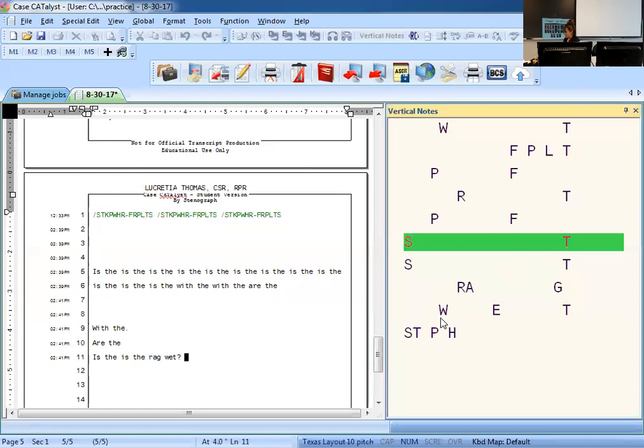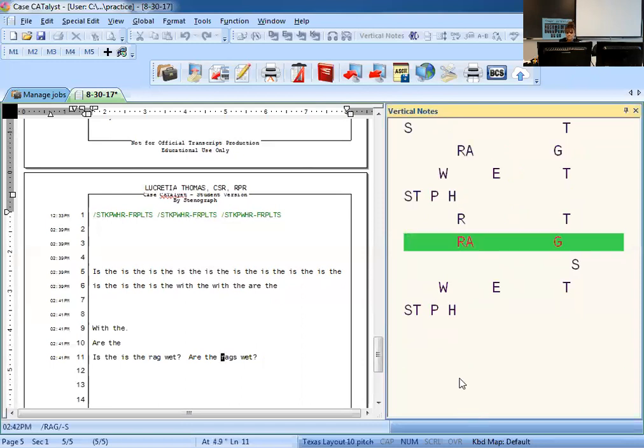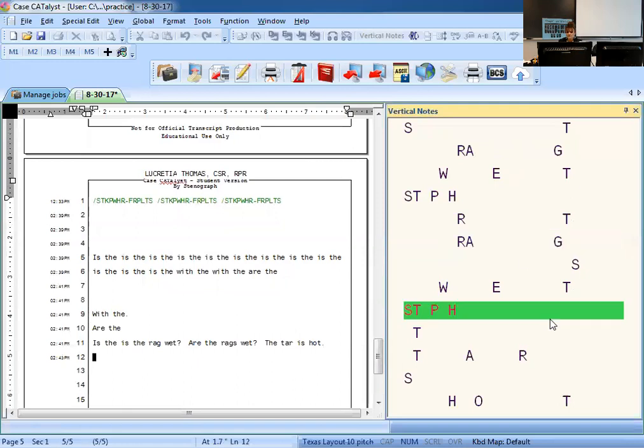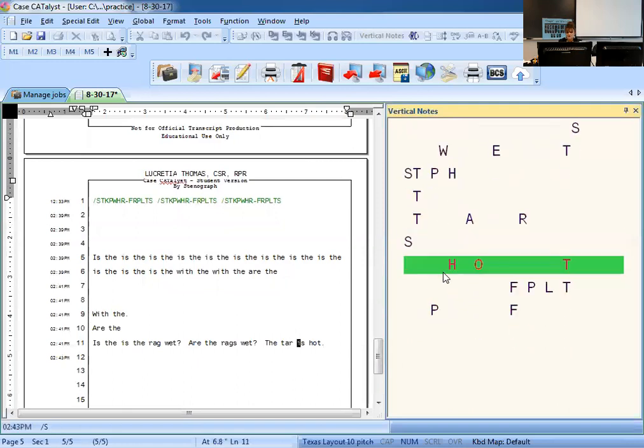So I'm going to write number 2. Are the rags wet? Question mark, okay? Remember, you can always go back and look at this. I know I go kind of fast at times, but I want to explain the assignment, but I also want to give you some speed building. Very important. And then we have "The tar is hot." "The" is your new T, initial side. The tar is hot, period.